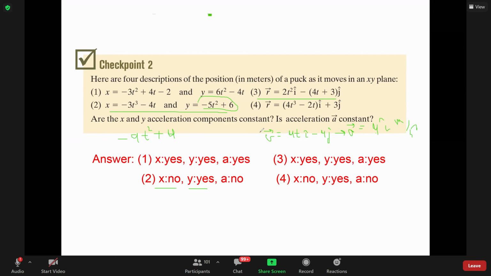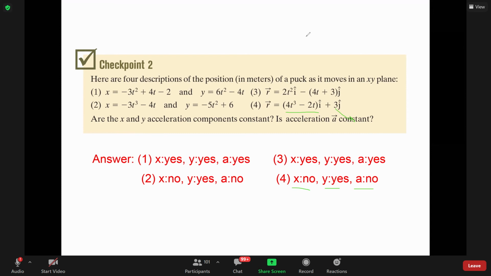Number 4, let's do it together. This first one: 12t squared minus 2. Again, 24t. T? Oh, x, no. It's not constant. Y, yes. Why? Because derive the first time 0. Derive again another 0. So overall for 4, the answer is no.